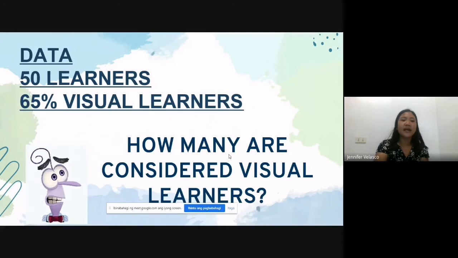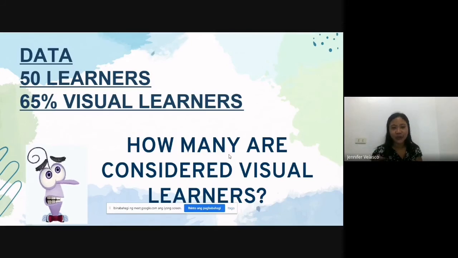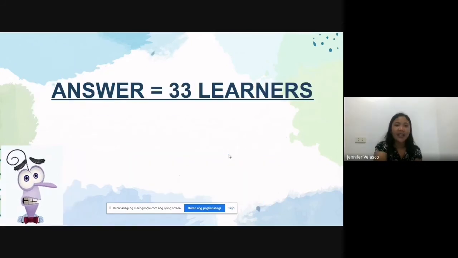If out of these 50 learners, 60% are what we call visual learners, do you have any idea how to compute that in mathematics? Yes, I know that we are learning English here, but I'm trying to incorporate mathematics. Okay? The correct answer is 33 learners.